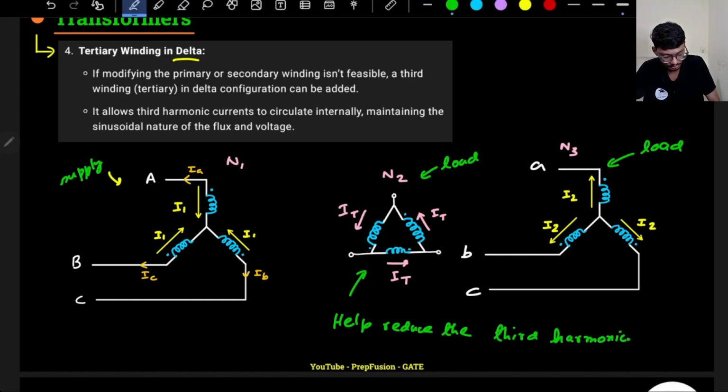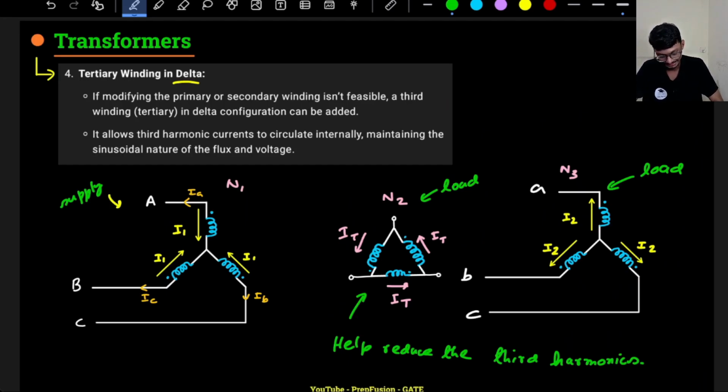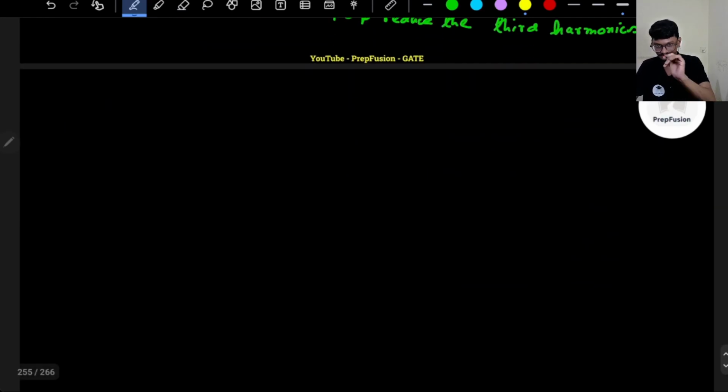Okay, this delta will help reduce the third harmonics. So one thing we have to notice here is that it is actually open here, right? It is not connected, it is open. So if it is open, only zero sequence current can flow. Why? Let's assume a case.